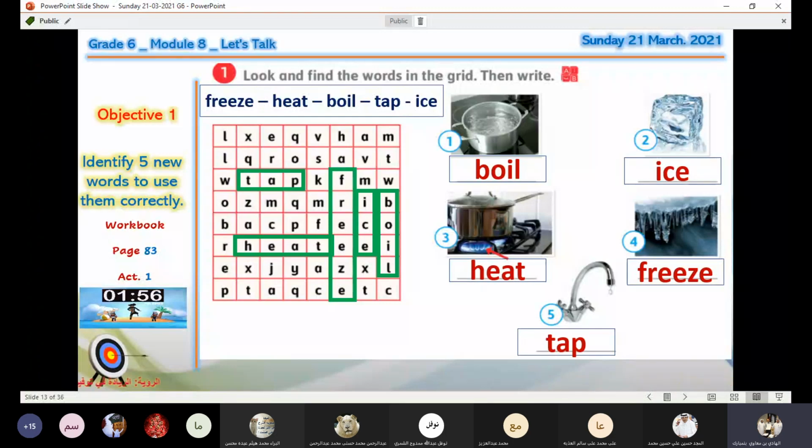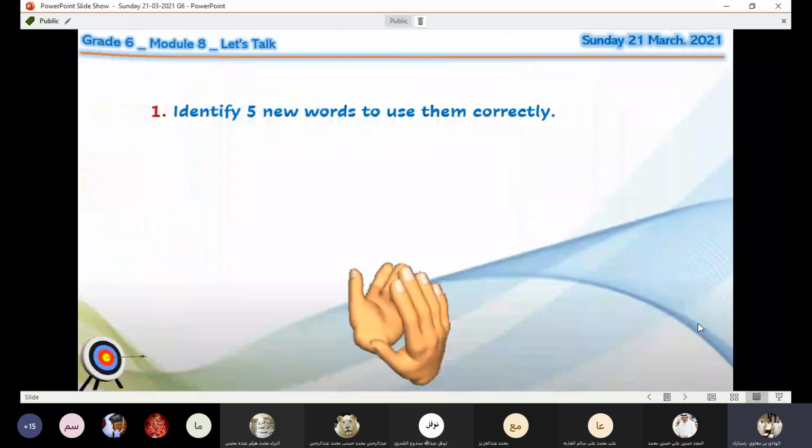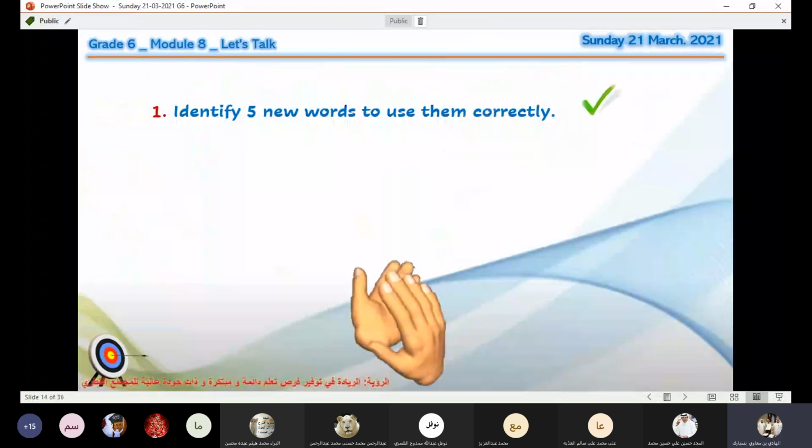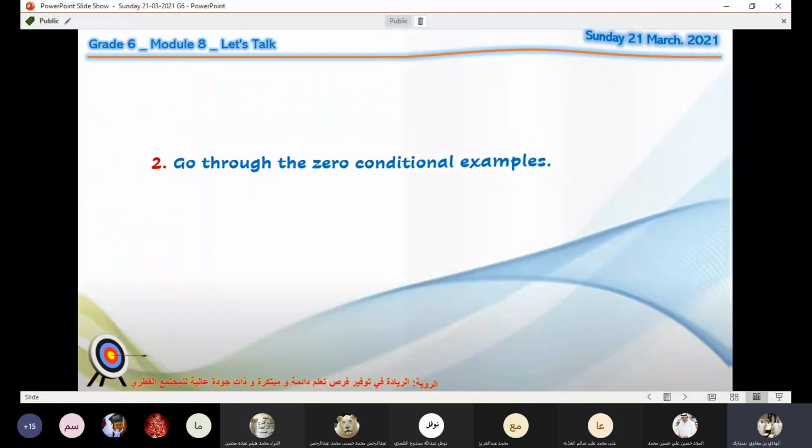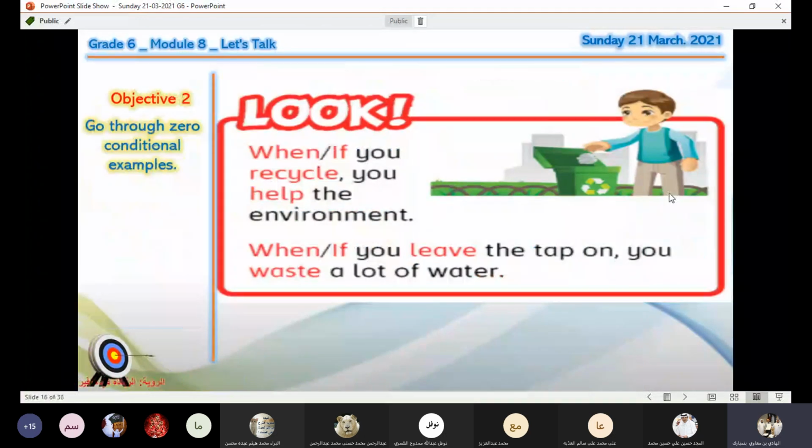So these are the words that we have dealt with in today's lesson. Okay, great, very good. So please, my dear students, try to learn these words and use them in sentences. So actually we have finished with objective number 1 of today's lesson, which is identifying 5 new words and use them correctly. Now let's move on to the second objective of today's lesson. Look here, my friends.